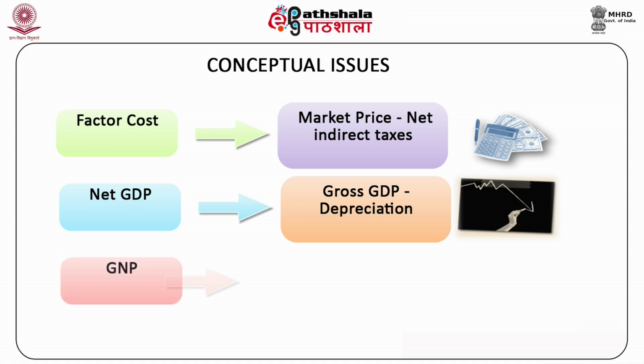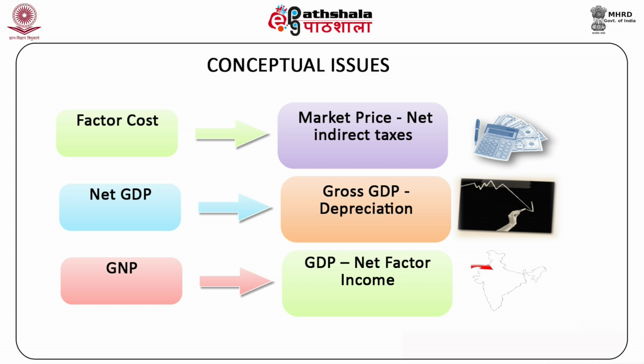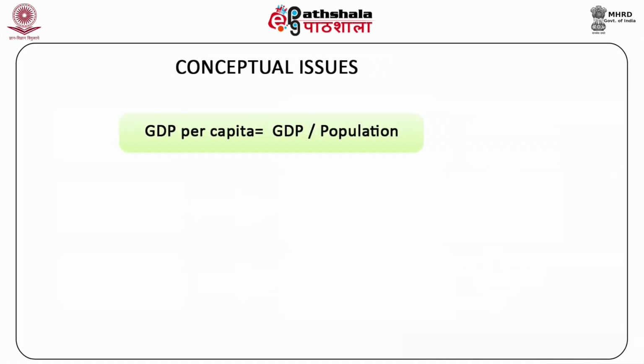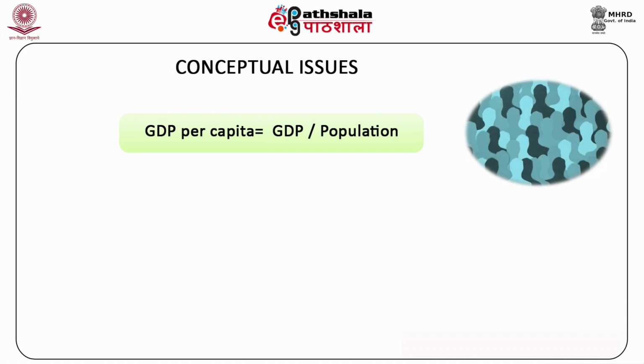Next is distinction between domestic and national products. The difference between the two is net factor income from abroad. GDP is obtained by subtracting NFI from GNP. GDP per capita is country's GDP divided by country's population. That is, GDP per capita is equal to GDP divided by the population.